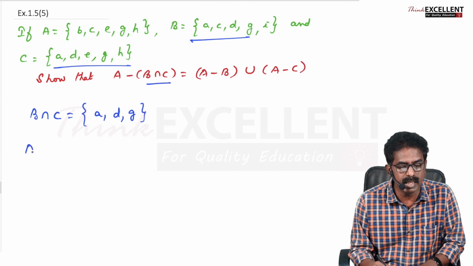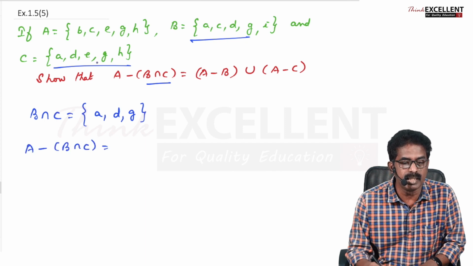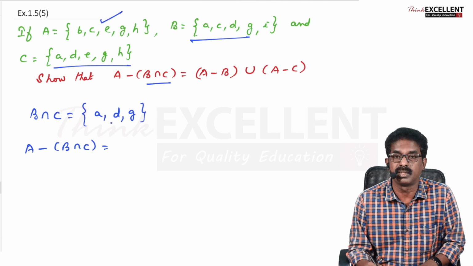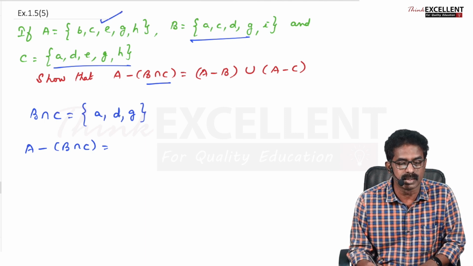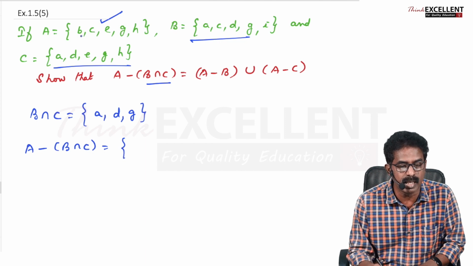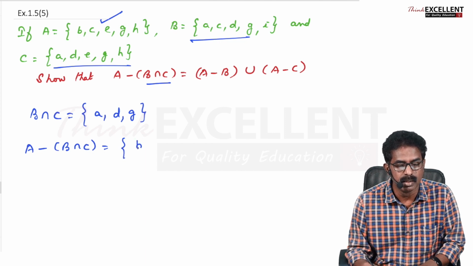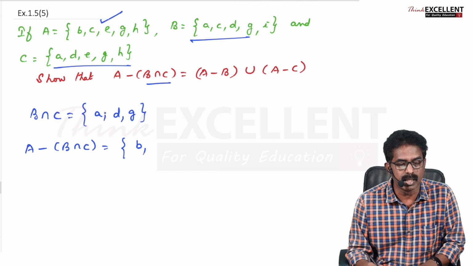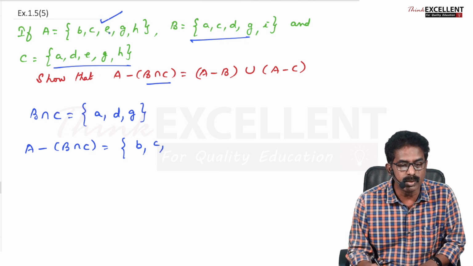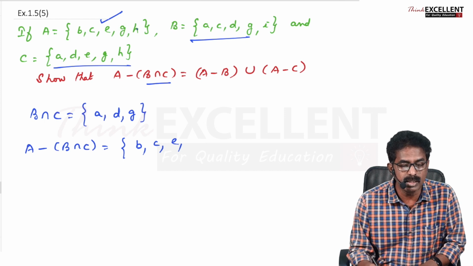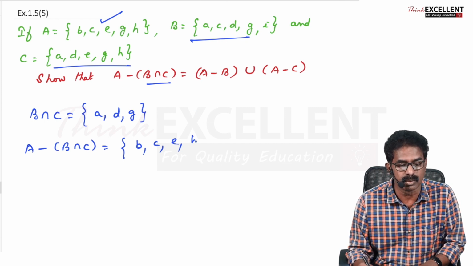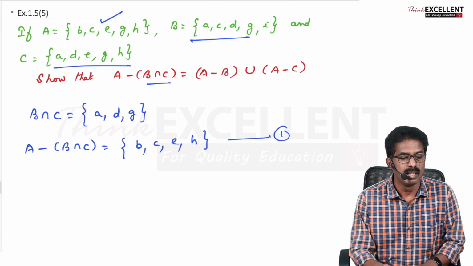Next we want A difference (B intersection C). What's the meaning? In A but not in B intersection C. Can you say the elements? B you can take. In A but not here. C you can take. E you can take. G you can't take because it is in both, right? H you can take. It is in A but not here. So this is A minus (B intersection C), the answer for the LHS.